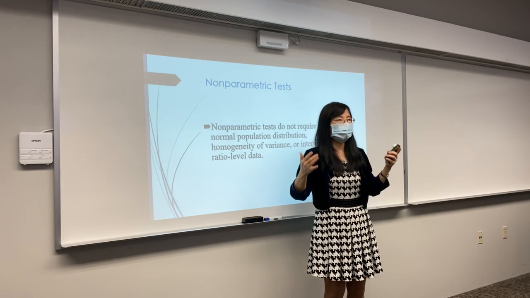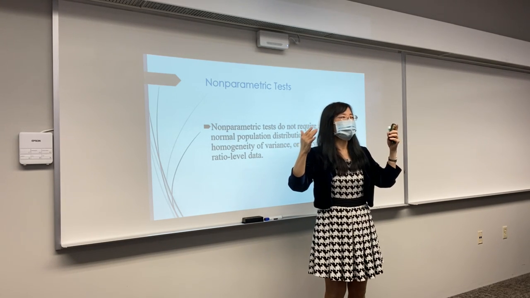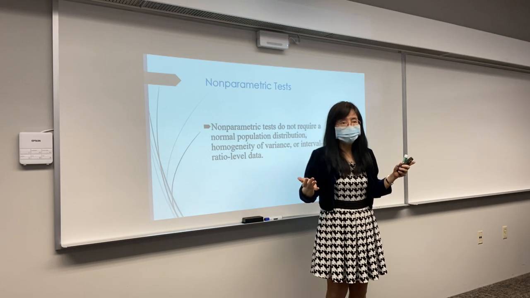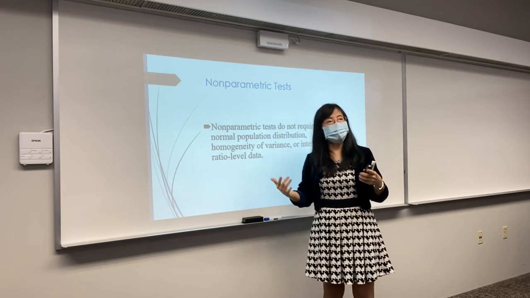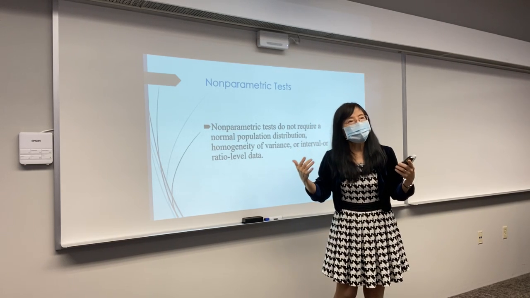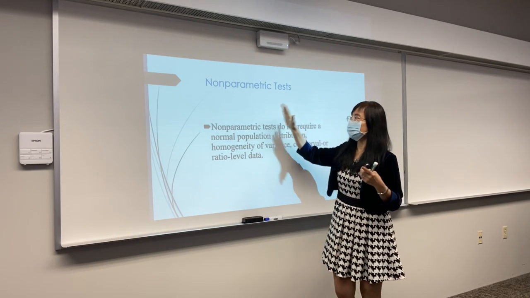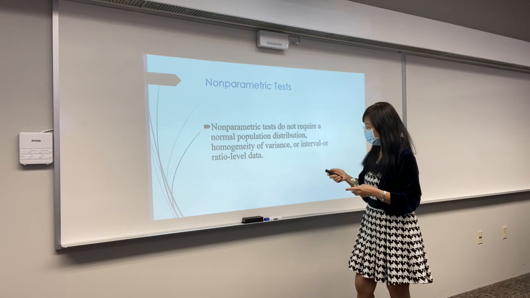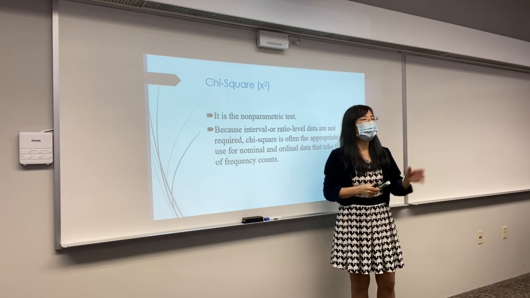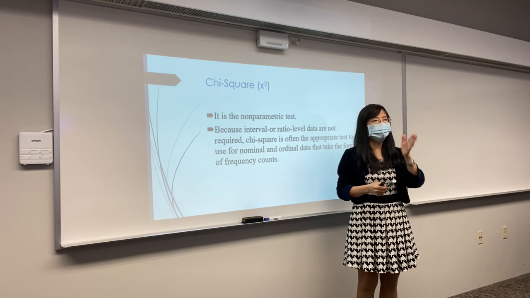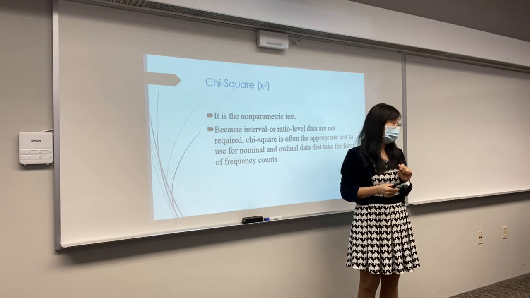And that's why they put it in the last chapter. The first choice, if you are doing statistics, is to do parametric. Then this gives you another option: if your data is not interval and ratio, you can do non-parametric. There are several non-parametric tests, but chi-square is the one people use the most.